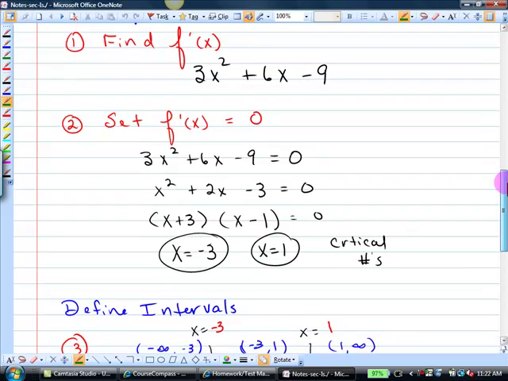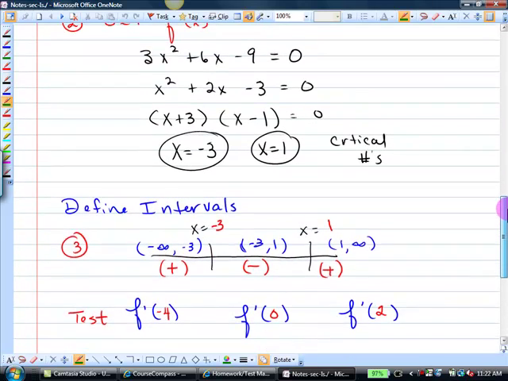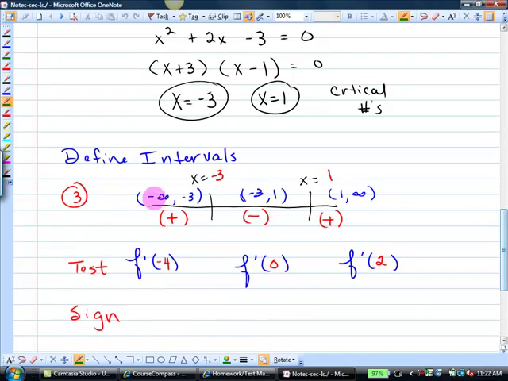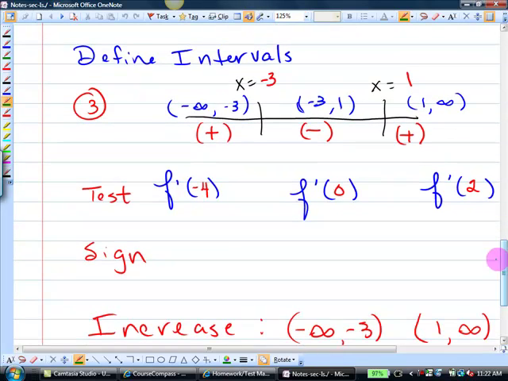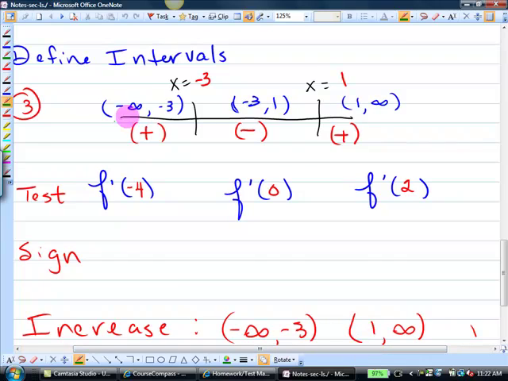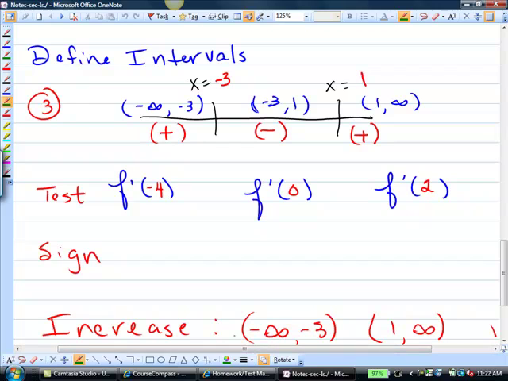I'm going to move up a little bit. So this is the kind of line you'll draw. You'll draw a straight line, and however many critical numbers, you'll draw a vertical line for each of those. Let me make that a little bit bigger. So straight line, vertical line for x equals 1, vertical line for x equals -3. Okay? Then you define the intervals.